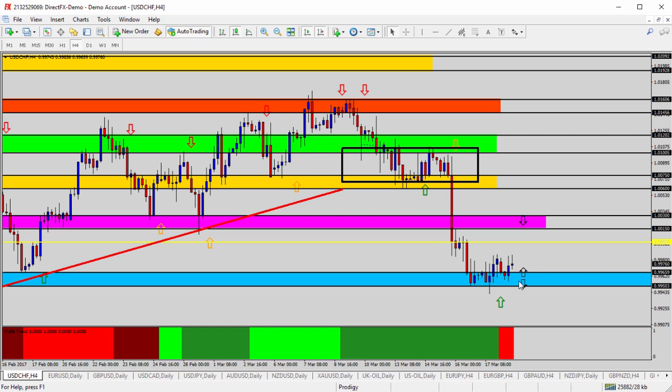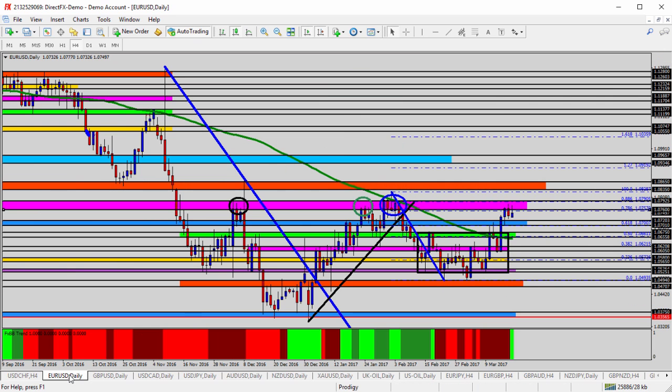However, intraday wise, if you're looking for a long scenario, this blue zone could provide that for you for the dollar franc. Moving over to the euro dollar, it's a similar yet opposite scenario. Here, we've been rising for the past week or so, but we're running into resistance. Take a look at the circles here, black, green, and blue. All of those showing resistance into that pink zone, 1.0760, 1.0790.